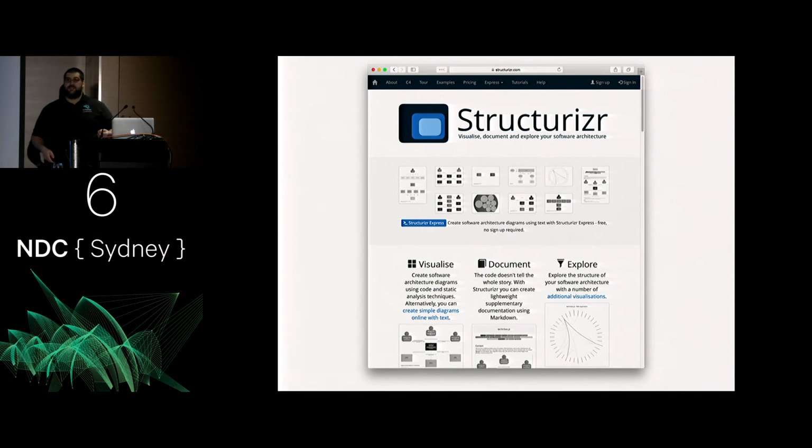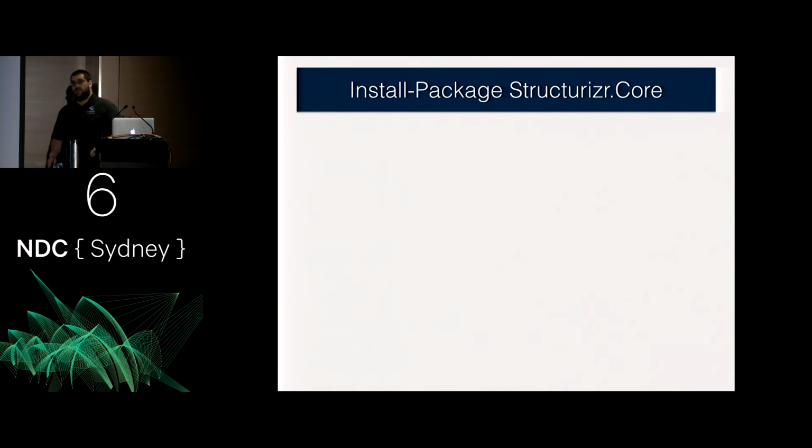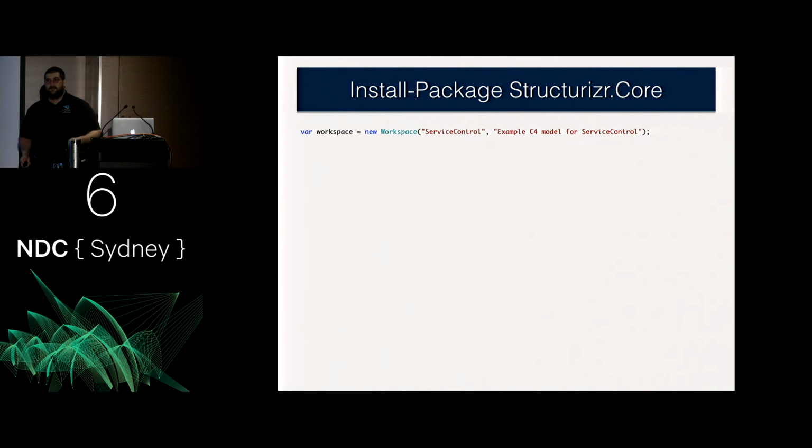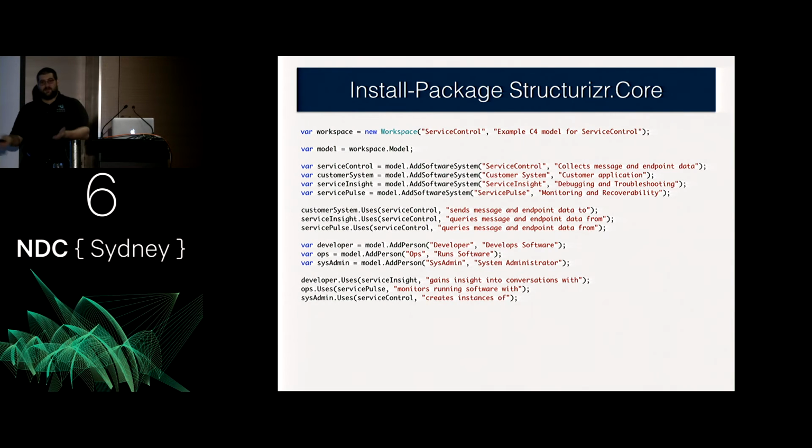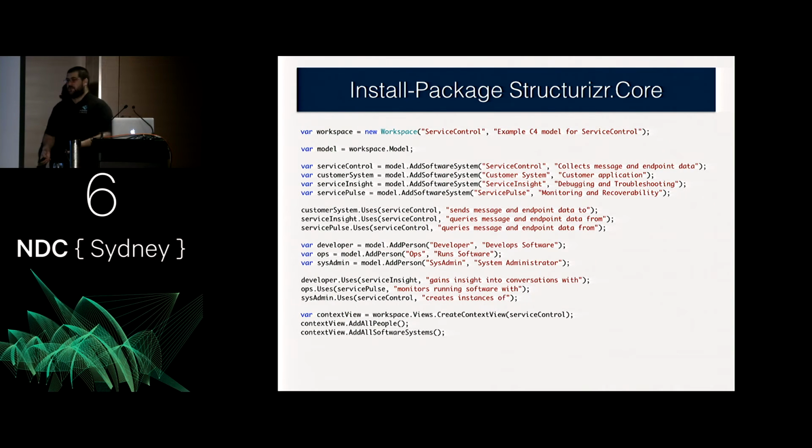But the other thing that it is, it's a client library. And it's implemented in Java and in C#. Both versions are up on GitHub. And the C# version is actually available via NuGet. And you can install this package, and then you can construct a workspace, define all the users and software systems that make up your broad context and how those things interact. You can construct a view, a context view, and then push it up to the website. And that's literally all the code you need to run.